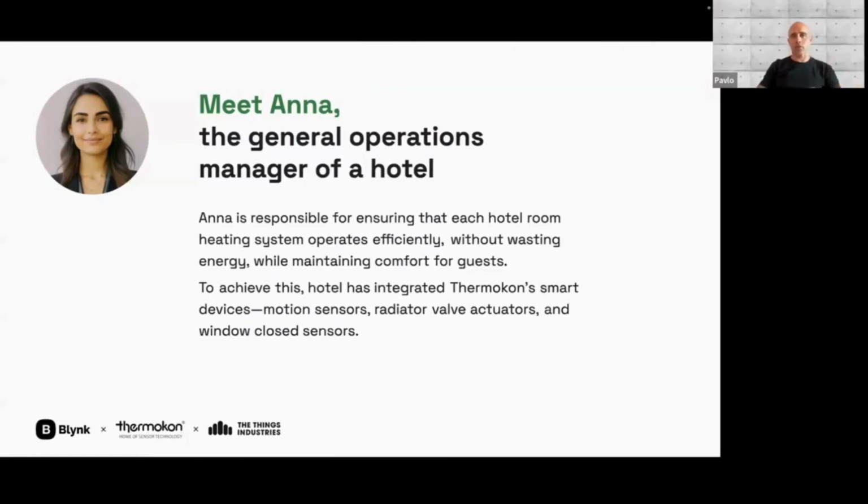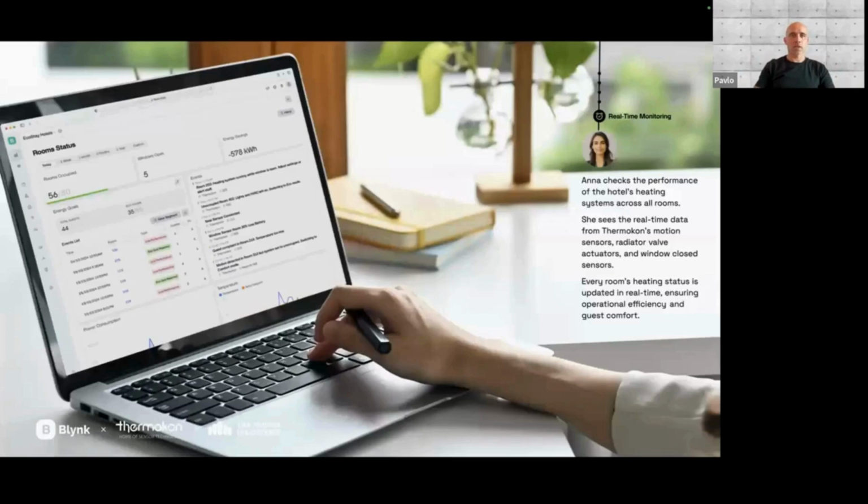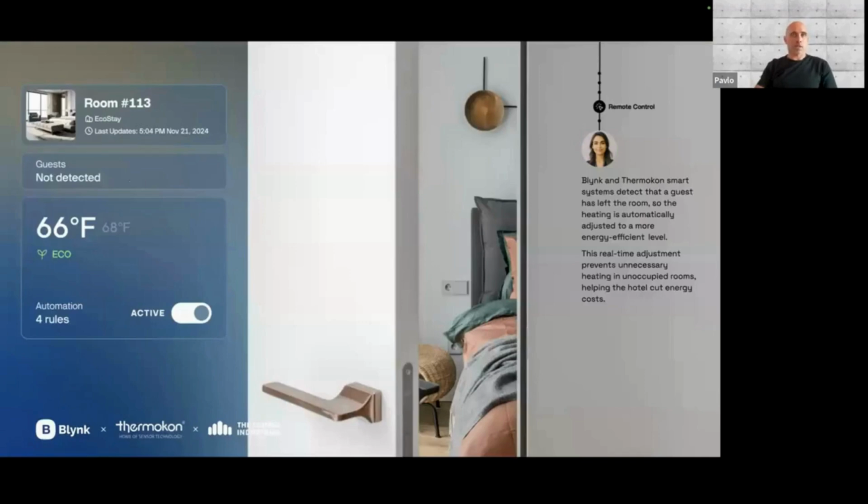Now we're talking about Anna, who is just a manager at the hotel, and basically she wants her guests to be happy, that everything works smoothly. And of course, by installing the sensors, you have absolute visibility on what's happening in the hotel: the room occupancy, all the climate parameters, all of that can be seen within a single dashboard. So thanks to the Thermokon sensors.